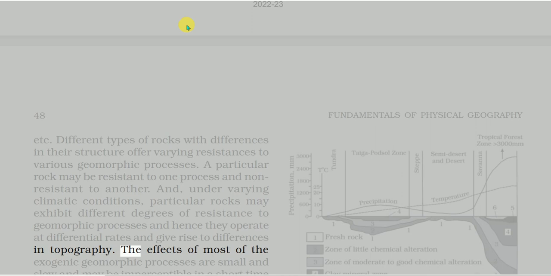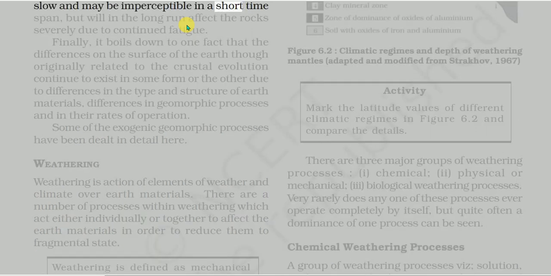The effects of most of the exogenic geomorphic processes are small and slow and may be imperceptible in a short time span, but will in the long run affect the rocks severely due to continued fatigue. Finally, it boils down to one fact that the differences on the surface of the Earth, though originally related to the crustal evolution, continue to exist in some form or the other due to differences in the type and structure of Earth materials, differences in geomorphic processes and in their rates of operation. Some of the exogenic geomorphic processes have been dealt in detail here.